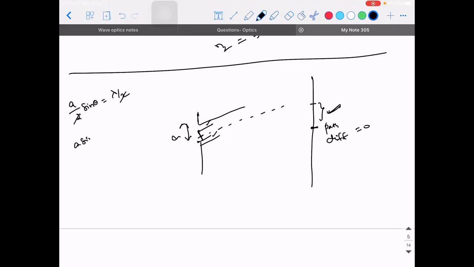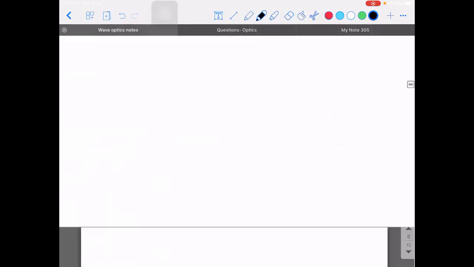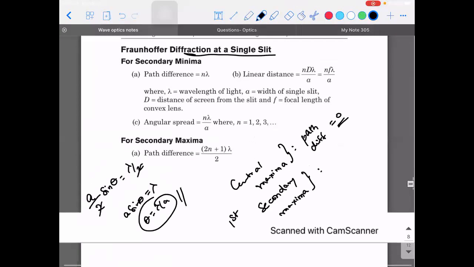Cancel it. So a sin theta will be equal to lambda. So sin theta will be equal to lambda divided by a. Right. So this is the condition for minimum.